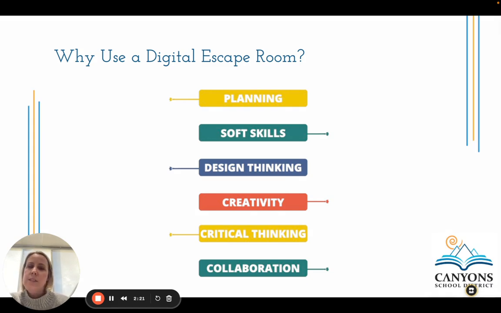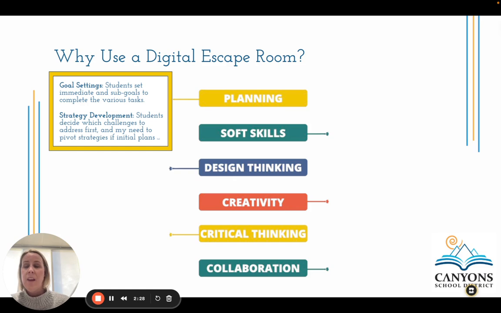So why use a digital escape room? I wanted to use these skills that it really reinforces within students. So in terms of planning, students set goals. So they're setting immediate and even sub goals to complete various tasks. And then oftentimes they're implementing strategy development. So they have to plan through what are they going to tackle first? Like what challenges do they want to go first? They may have to change their plan as they realize maybe they're going in the wrong direction, but it really is supporting elements of planning.